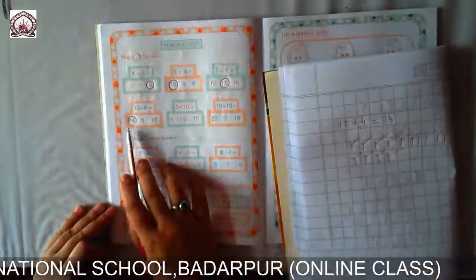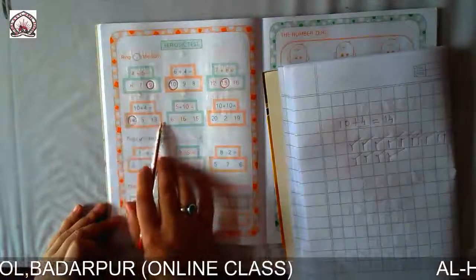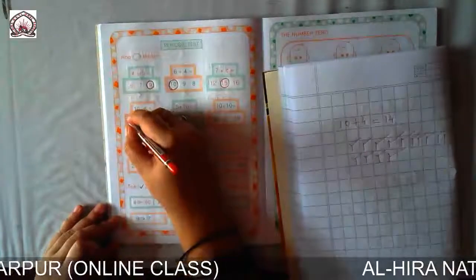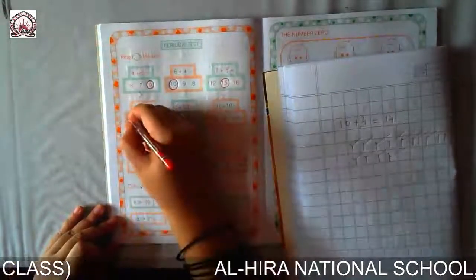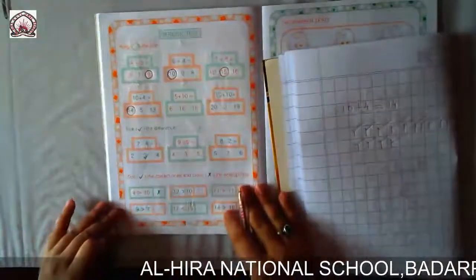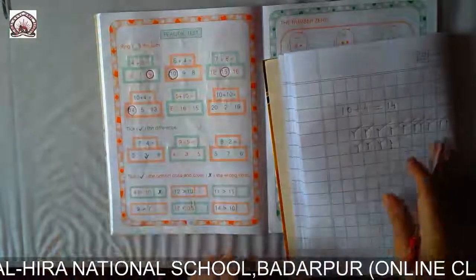Okay. Here 14, 15, 13 is given. So among these three numbers, you have to find what is the correct answer. 14 is the correct answer. So circle it up. Next, tick the difference. Tick the difference.